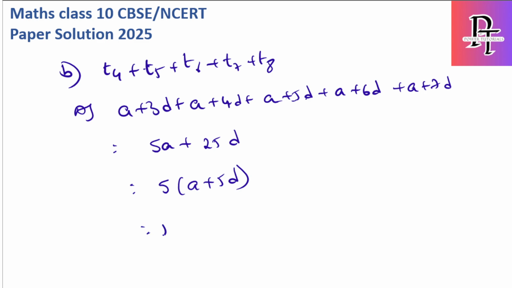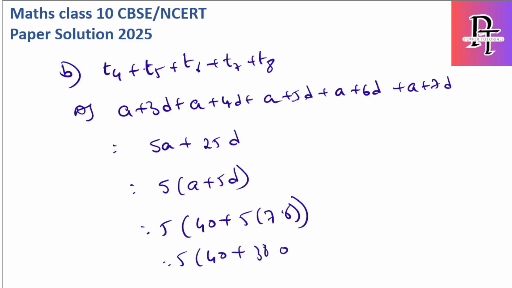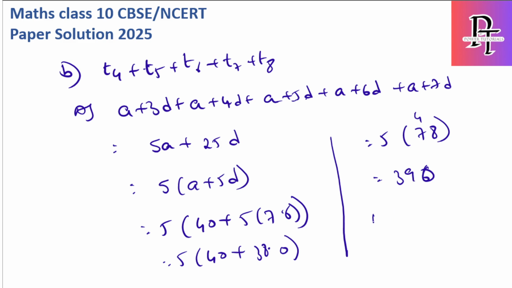Now substitute the values. 5 into A value is 40, D value is 7.6. 5 into 40 plus 5 into 7.6 is 38, and doing here itself, 5 into 7.6 is 38, so the final answer for B is 390 meters. Okay, here you can solve only A part as per my knowledge, because A is taking less time when compared to this, but both are a little bit easier because it's 2 marks questions.